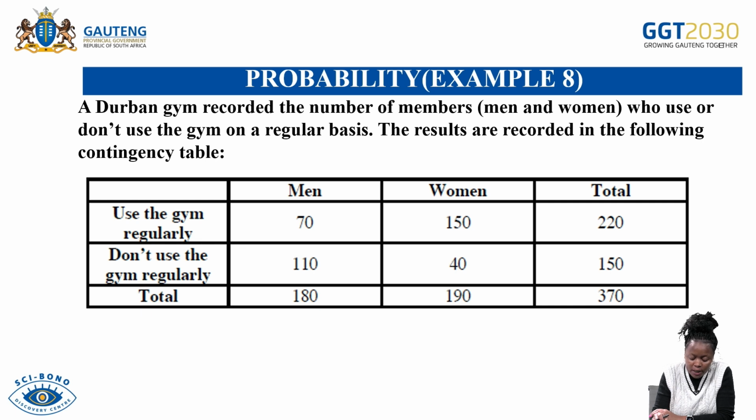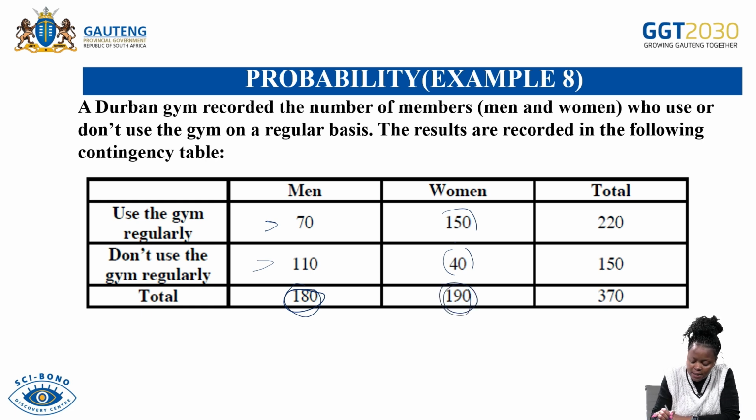A Durban gym recorded the number of members, men and women, who use or don't use the gym on a regular basis. The results are recorded in the following contingency table. So you've got the men that use the gym regularly and the number of men that don't use the gym regularly. The total is going to be 180. You've got the women that use the gym regularly, which are 150. You've got the women that don't use the gym regularly, which is 40. And then you've got the total of women, which is 190.